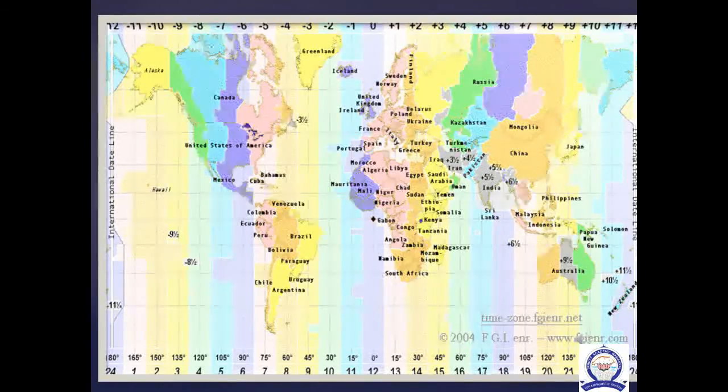The world has 24 time zones. Some countries have a great longitudinal extent, so they have more than one standard time. Example, Russia has 7 time zones.